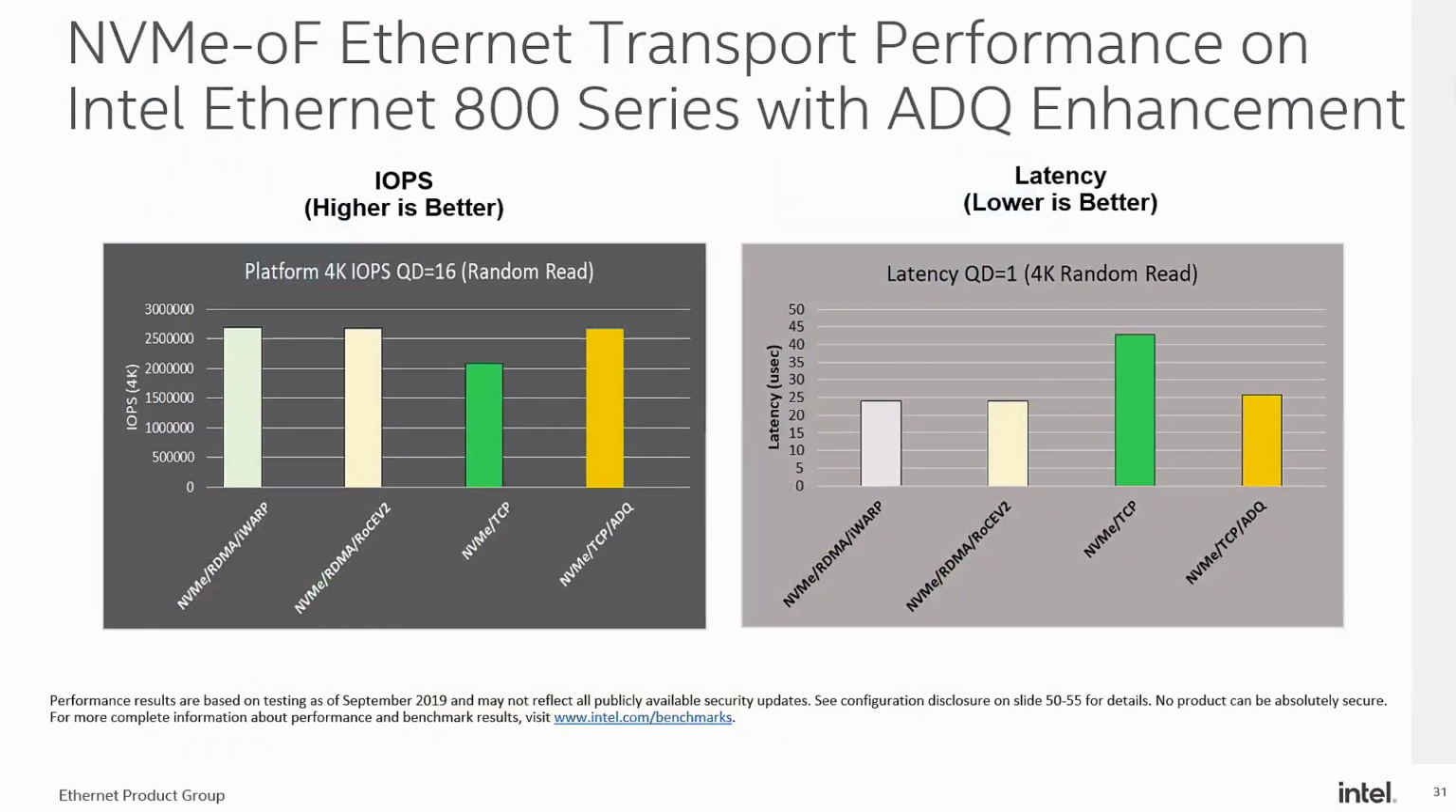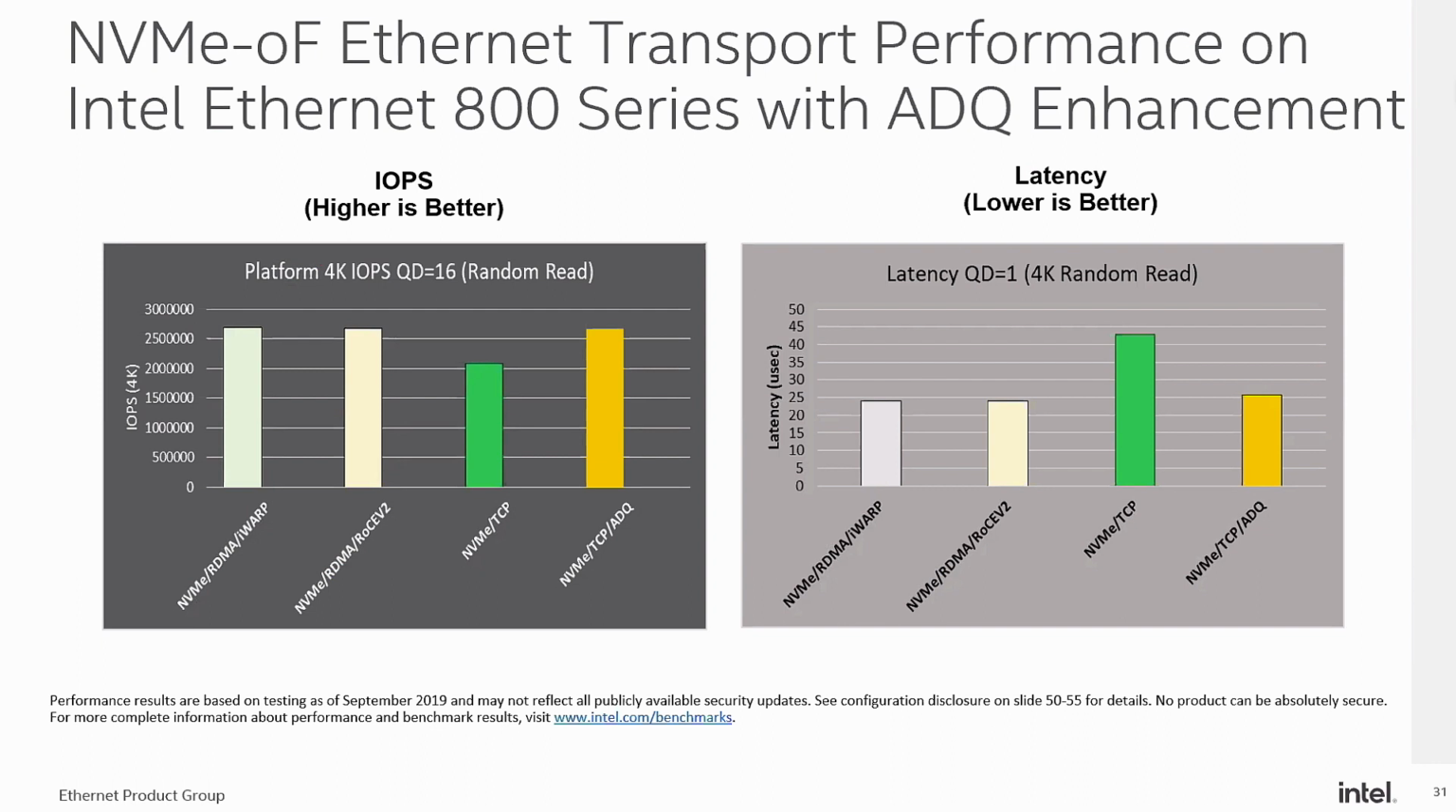So here's the performance data. We're showing two sets of data. On the left side, this is a 4K random read workload running on both sides with different Ethernet transports. We're using queue depth 16, and we only measure the 4K I/O size. We have RDMA iWARP, we have RDMA RoCE, we have NVMe over TCP, and also ADQ enhanced NVMe over TCP. You can see the IOPS data on the left side.